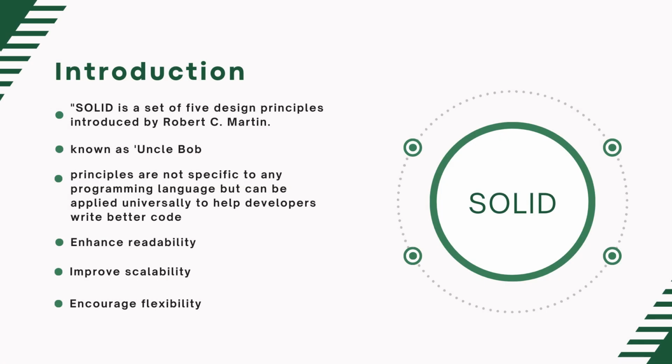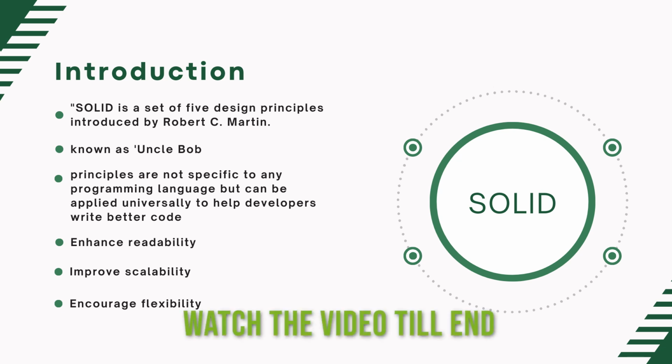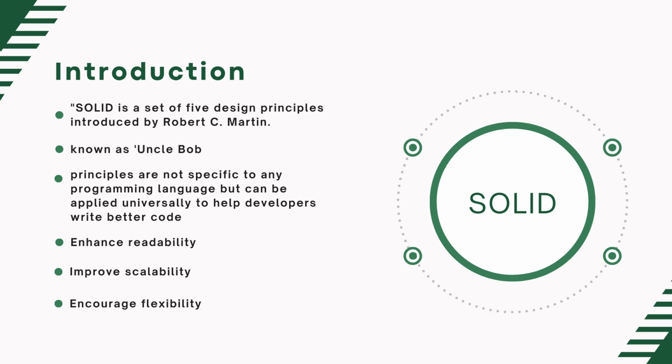What are SOLID principles? SOLID is a set of 5 design principles introduced by Robert C. Martin, who is also known as Uncle Bob. These principles are not specific to any programming language but can be applied universally to help developers write better code. The main goal of SOLID principles is to make your code easier to read, test and maintain.